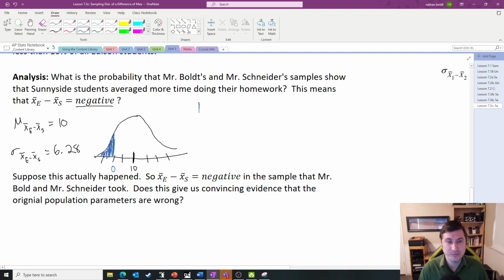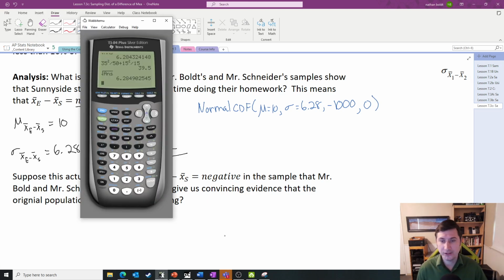I really do. So this will be normal CDF, where the mean is equal to 10, the standard deviation is equal to 6.28. The lower, well, we're going to the left forever, right? So that will be a negative, really big number, like negative 1,000. The upper is 0. Type that into our calculator here. So let's see, we've got 10, nope. My lower is negative 1,000. Sorry, lower first. Upper. Now the average. Now the standard deviation. 5.5%. All right.